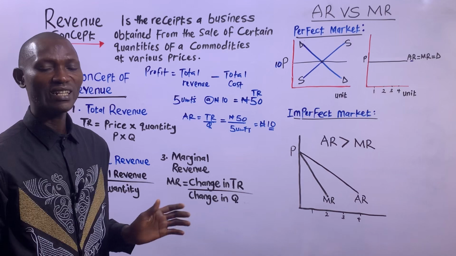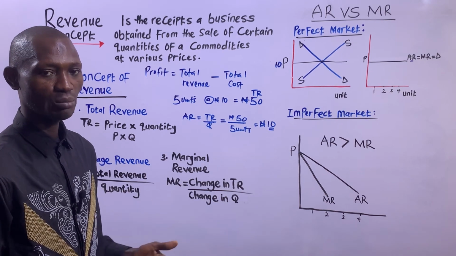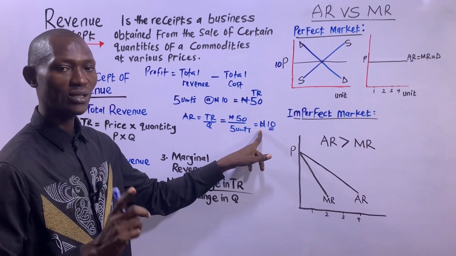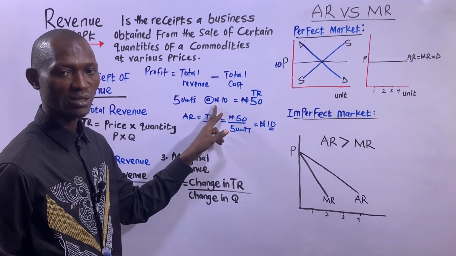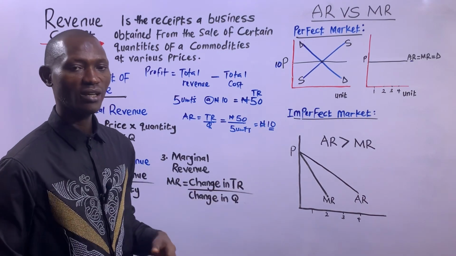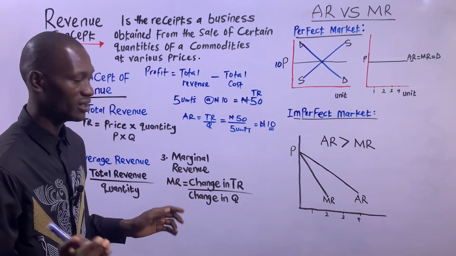So in every selling environment that a business operates, the average revenue of every firm is always equal to the price of the commodity, or the price of the commodity is always equal to the average revenue. Let me prove that in a second or two.